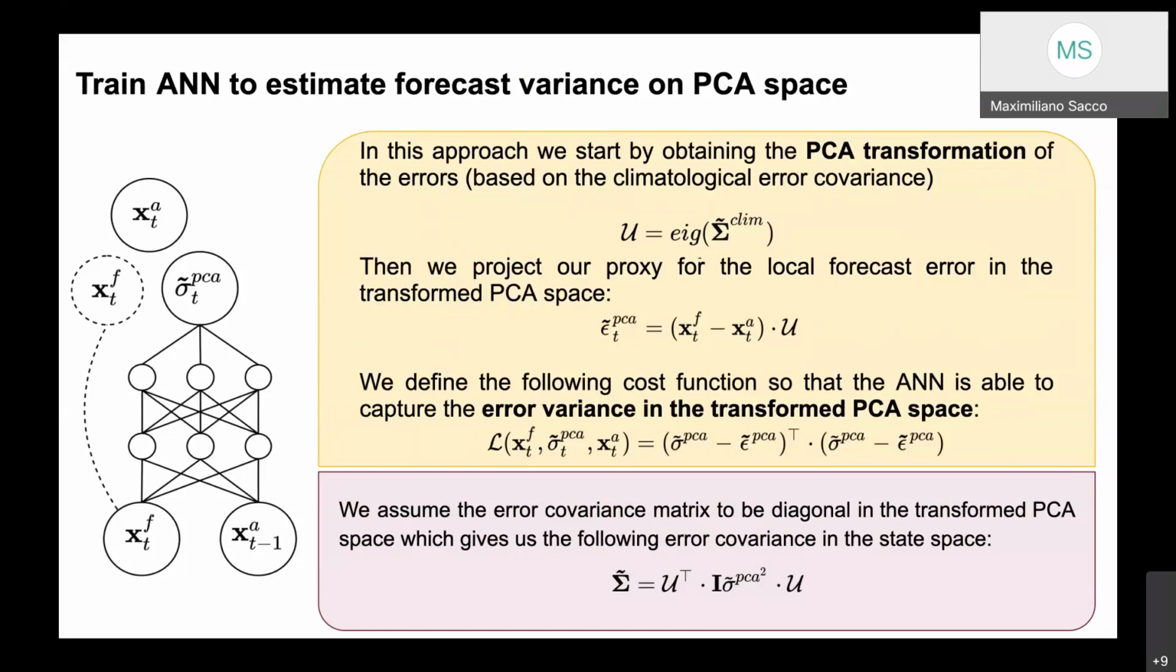Once the network is trained, we need to transform the variance back from PCA space to the state variable space to obtain the covariance matrix. This is the last formula in the section. So we find the standard deviation vector in the PCA space, and then transform back to the variable space.